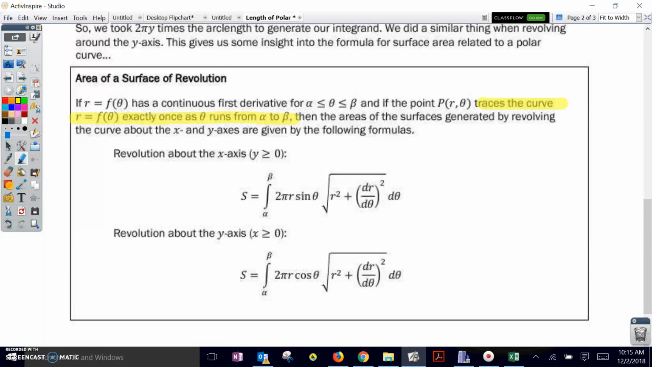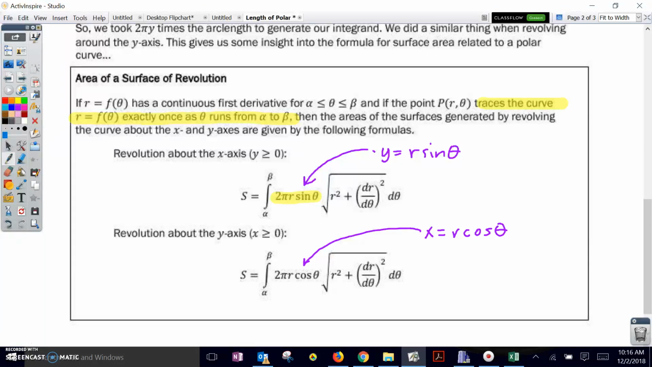Then in order to find the areas of surfaces generated in these ways, for revolution about the x-axis, it's just going to be 2 pi times r sine of theta times the arc length. And the reason why is, remember, that y is equal to r sine of theta. So really this is the same formula, 2 pi y times the arc length. And going around the y-axis, remember that x is equal to r cosine of theta, and so this is really 2 pi x times the arc length. All right? So there's our formulas for finding areas of surfaces of revolution.